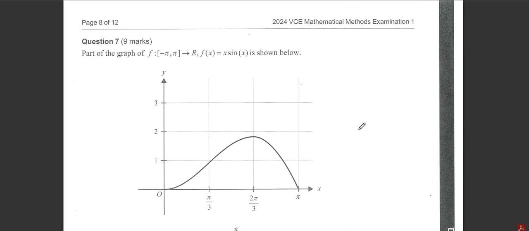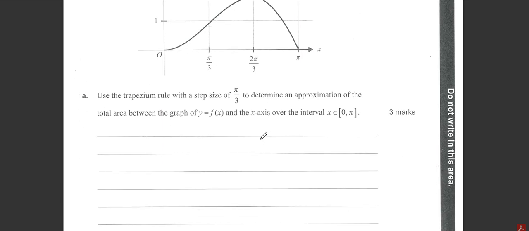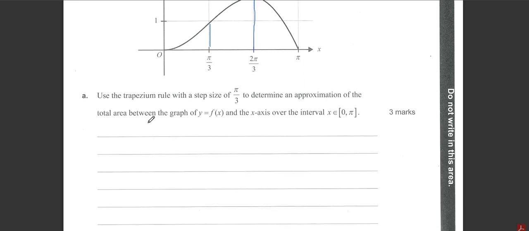Right, part of the graph of x sine of x is shown below. Use a trapezium rule with a step size of pi on 3 to approximate the area between 0 and pi. Alright, so it's going to be half height, a plus b. The height is pi on 3, so it's going to be pi on 6, a plus b. So it's going to be pi on 6.